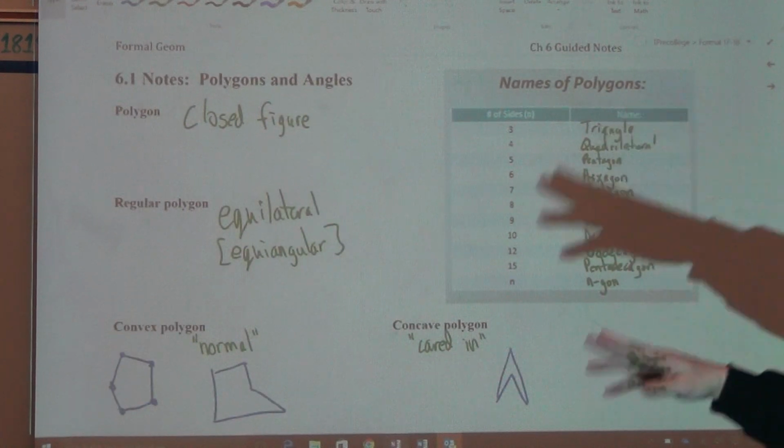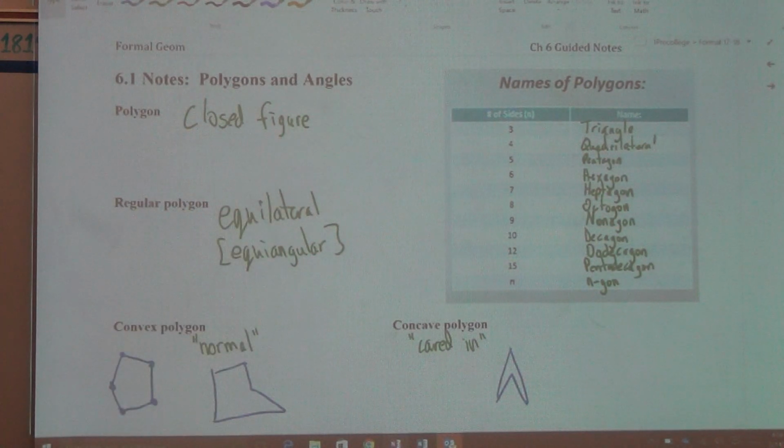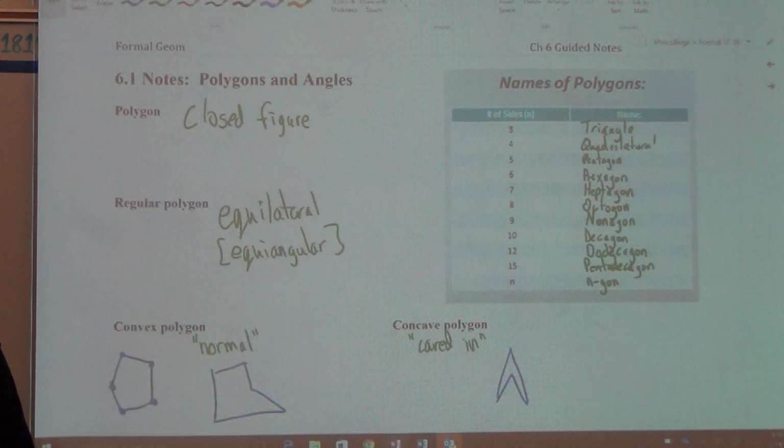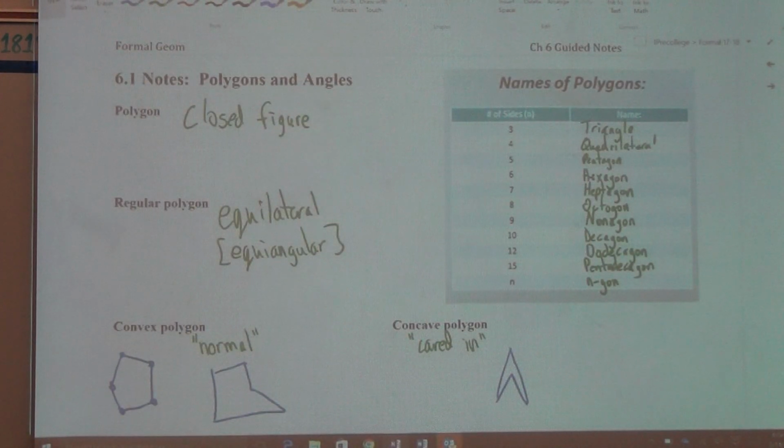We define a polygon as a closed figure. More strict definitions of this will work for us. A regular polygon is equilateral as well as being equiangular. Really, these are not one and the same. To be a regular polygon, you must be both. You've got to be both equilateral and equiangular.